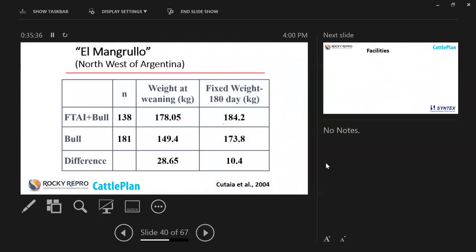What they found was when they used the fixed time AI with the mop-up bull afterwards, and then compared it to just having bulls out in the paddock, the average weaning weights were quite different. Overall, the fixed time plus bull versus the bulls alone gave a 28 kilo on average per animal increase in weights, just because you're utilising better genetics. If they're being born earlier in the season, they're getting better nutrition, and they're just bigger calves as well.